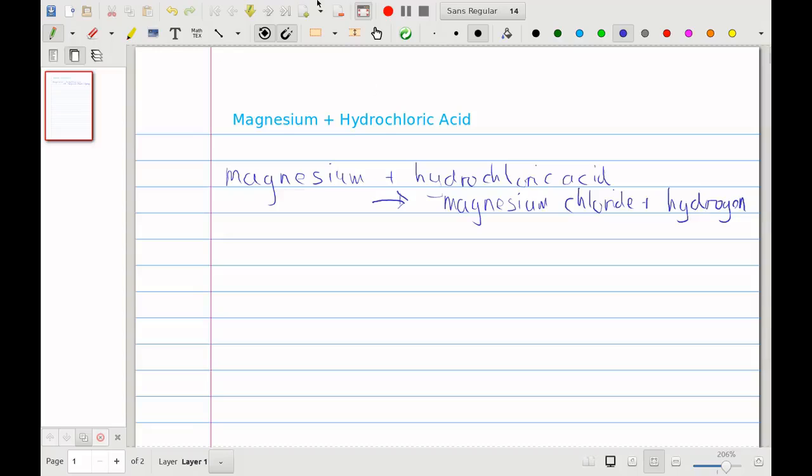Or this can be written as a symbol equation, which is much easier and much quicker. So it's a symbol equation. Magnesium is Mg, hydrochloric acid is HCl, arrow. Magnesium chloride is MgCl2, and hydrogen is H2. But the important thing is that it's giving off hydrogen gas, and that is what we have been measuring in this experiment here.